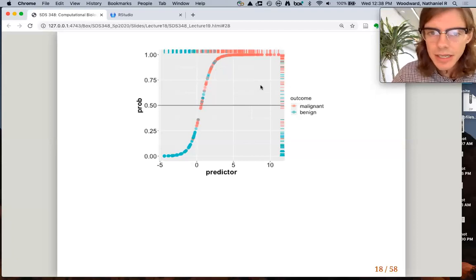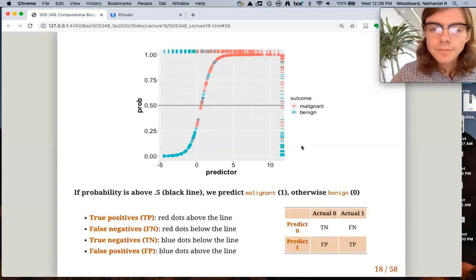So this is just a cool plot to kind of illustrate this, right? And you can think about the false positive rate and the false negative rate, right? So remember the sensitivity. Out of everybody who's malignant, what proportion do we predict are malignant? So out of all the red dots, what proportion are above the horizontal line? That's your true positive rate. The true negative rate, or the specificity: out of everybody who's benign, what proportion do we predict are benign? So out of all the blue dots, what proportion are below this line, right? Cool.